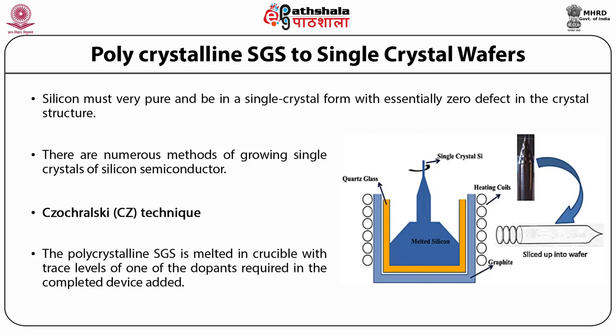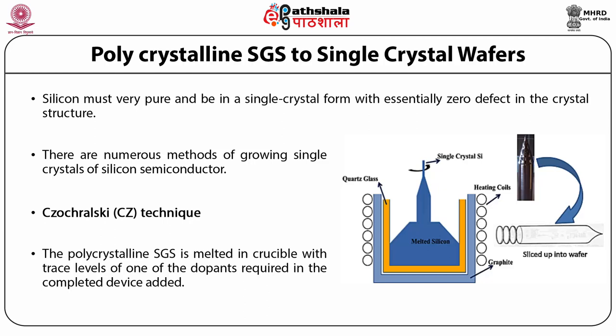First, let us discuss the Czochralski process. This process is one of the most advanced and widely used methods for growing silicon single crystal, and it has been shown in the figure. In this method, a small amount of polycrystalline SGS is placed in a quartz crucible, which is kept in a vacuum furnace to melt the polycrystalline silicon at a very high temperature. Now, traces of dopants are added to use it in device fabrication. For silicon solar cells, boron, that is a p-type dopant, is normally used.